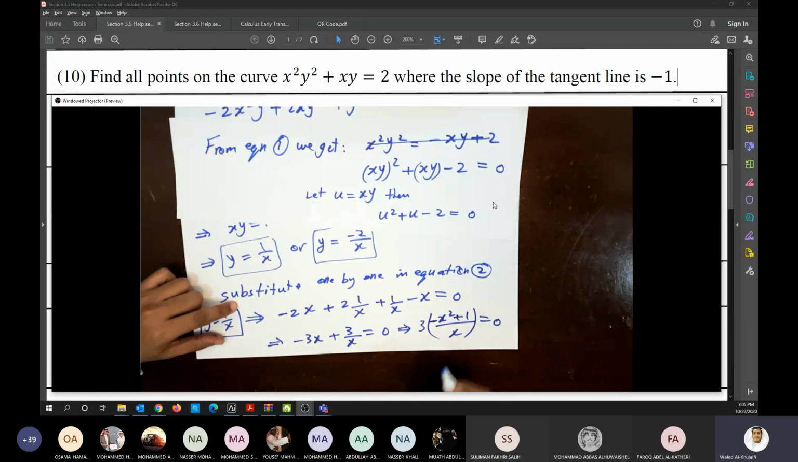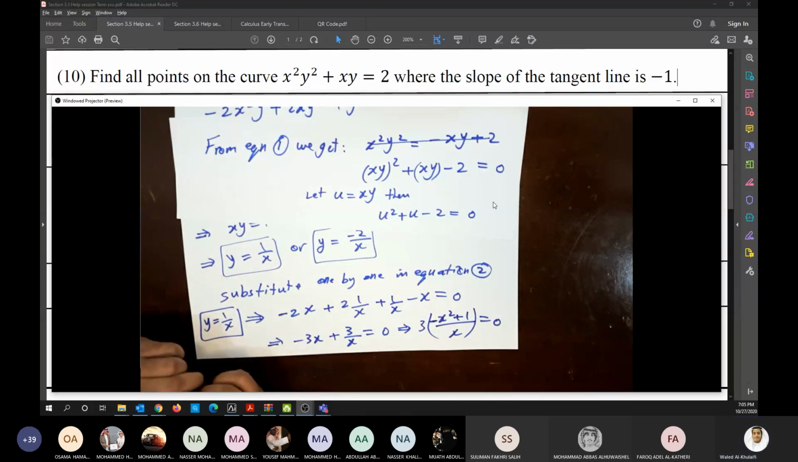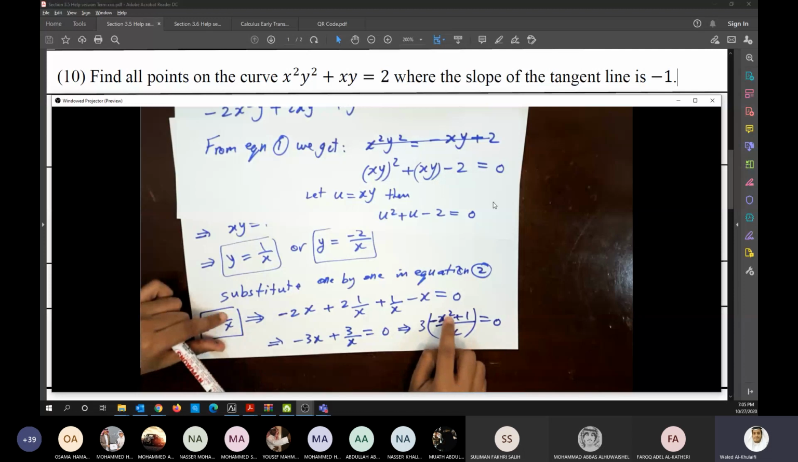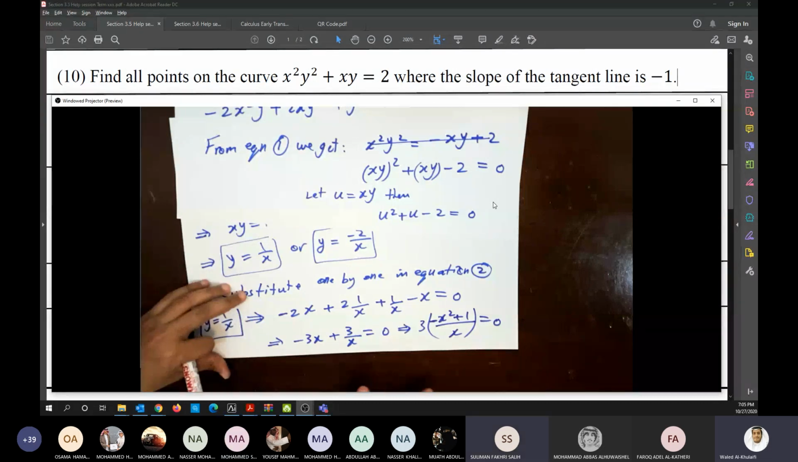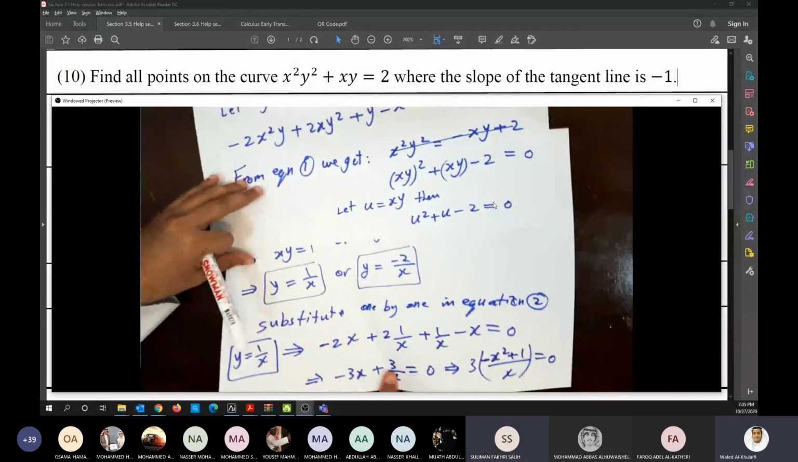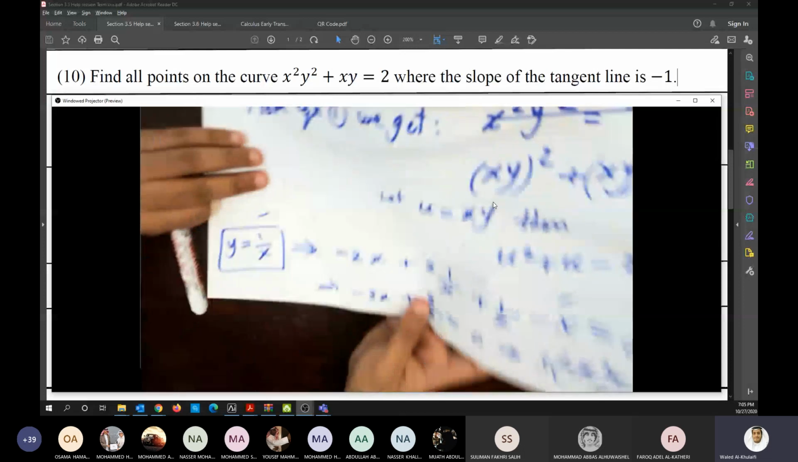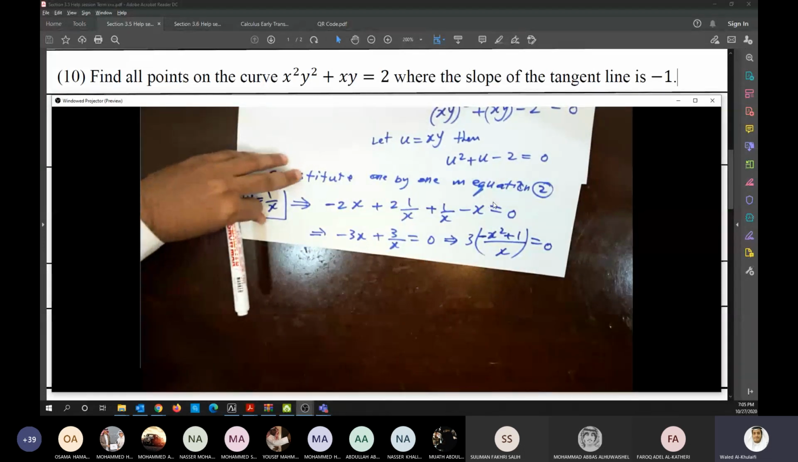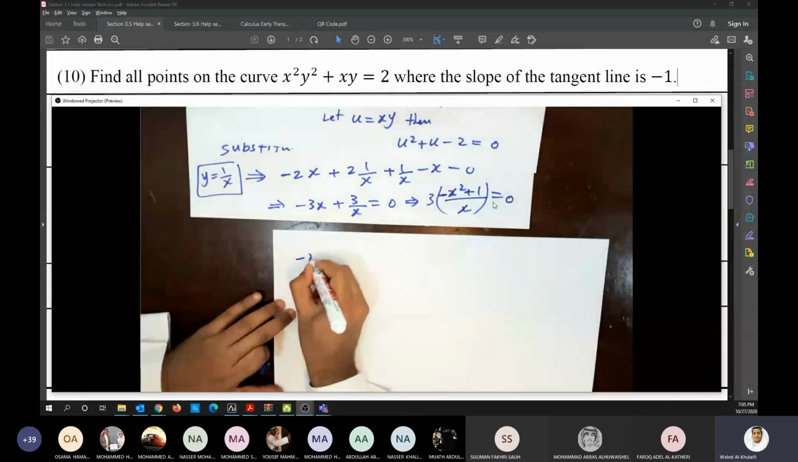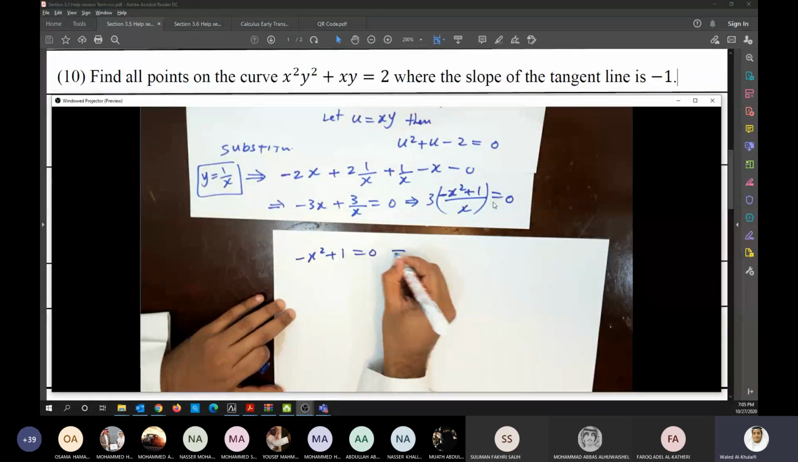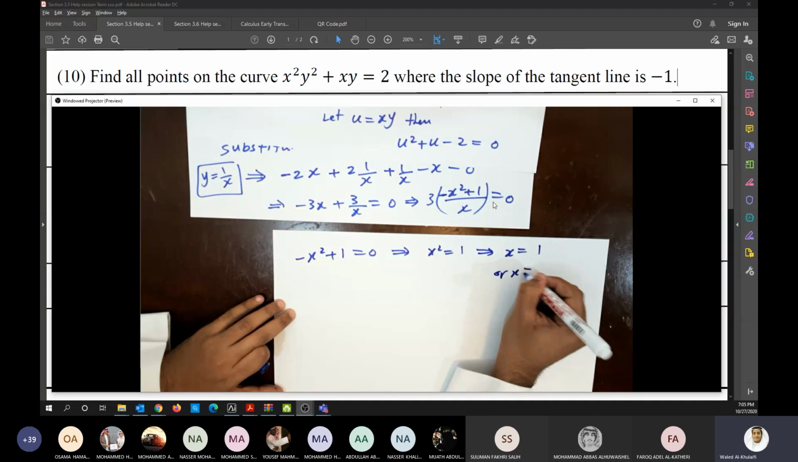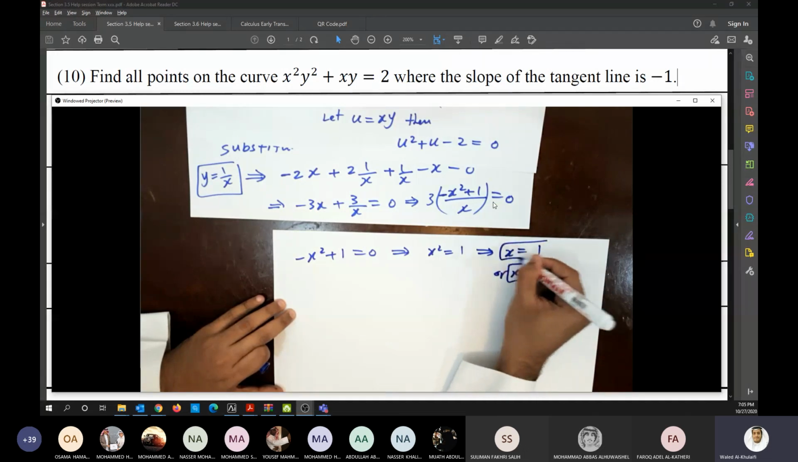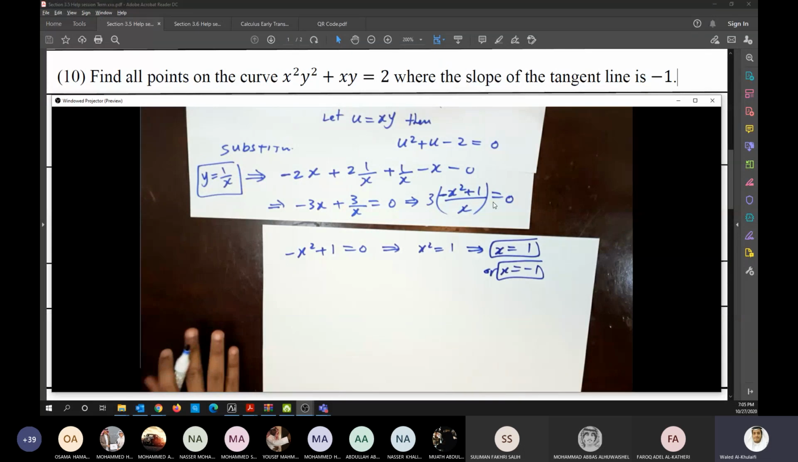Like this. Right. And then what? You have a quotient equal to 0. A fraction equal to 0. Which of them must be 0? The numerator. Yes, the numerator is equal to 0. So you have minus x squared plus 1 equal to 0, which implies that x squared equals 1, which implies that x equals 1 or x equals negative 1. Okay, 1 or negative 1.